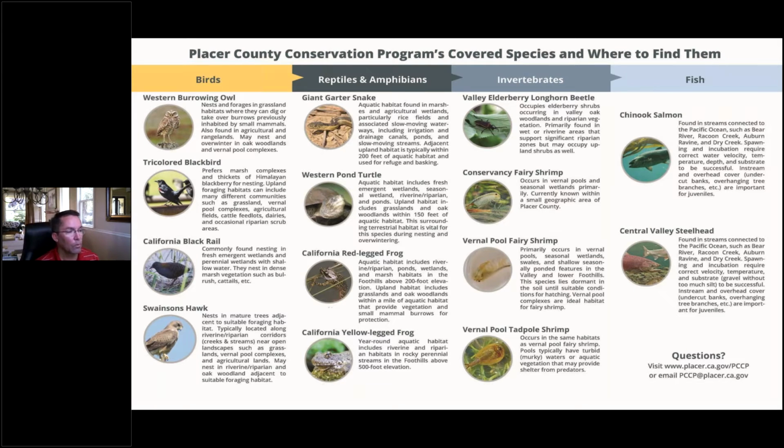Obviously, we have western pond turtle, red-legged frog, yellow-legged frog, the normal suite of vernal pool species, California black rail, little known species because it's so reclusive, but it needs the habitat of our watershed corridors and marshes that are associated with those in order to do their thing and survive and hopefully continue to exist.